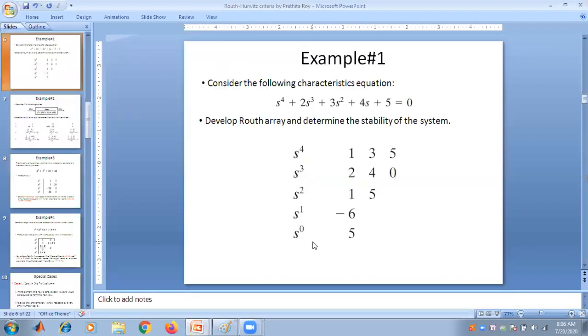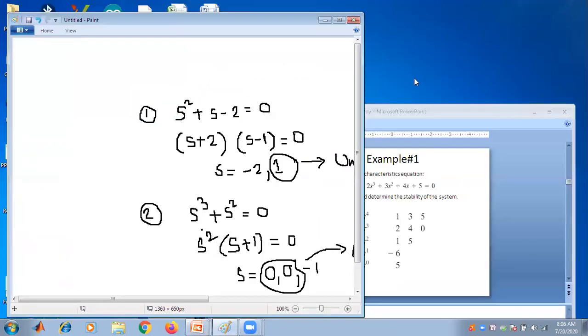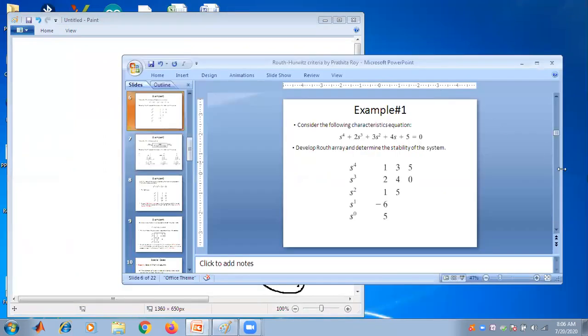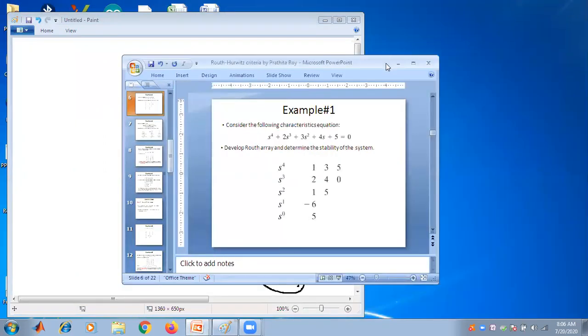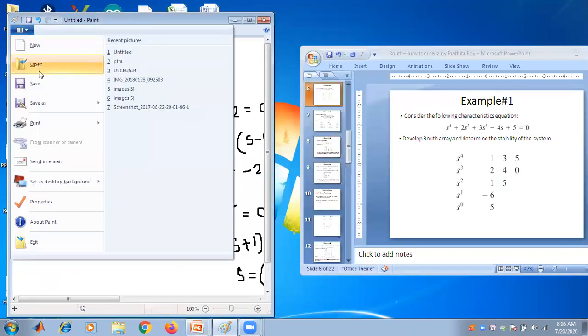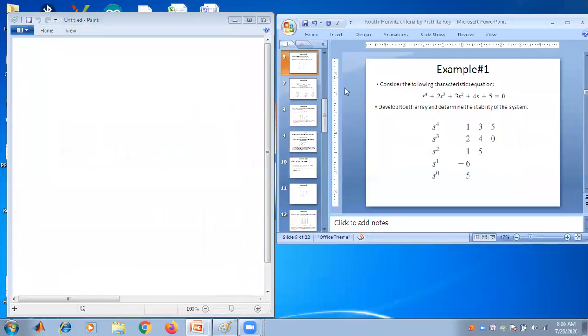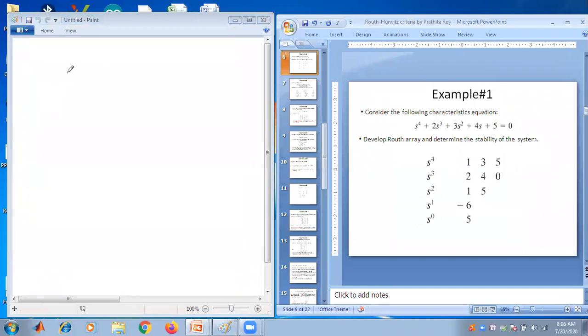So we can write it in this way. We have already constructed that particular Routh array. This is the first column: 1, 2, 1, minus 6, and 5. We are just concentrating on the first column of the Routh array.